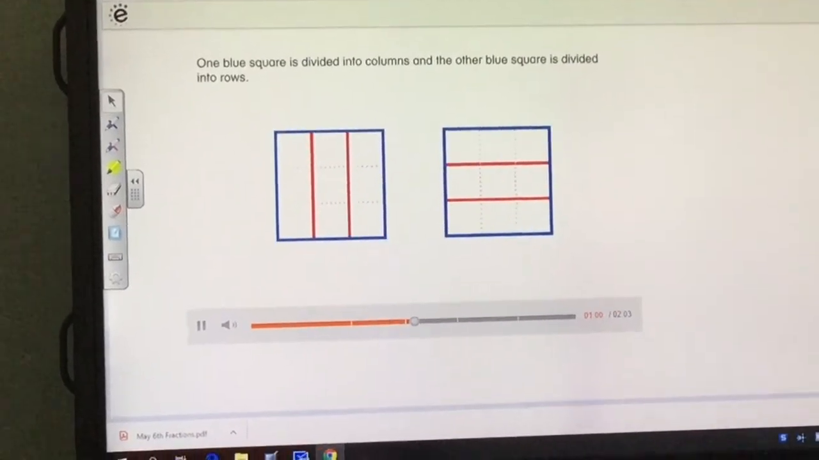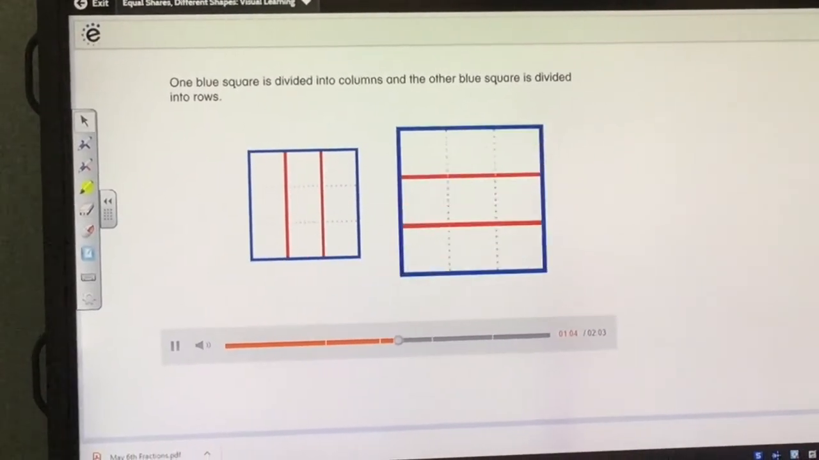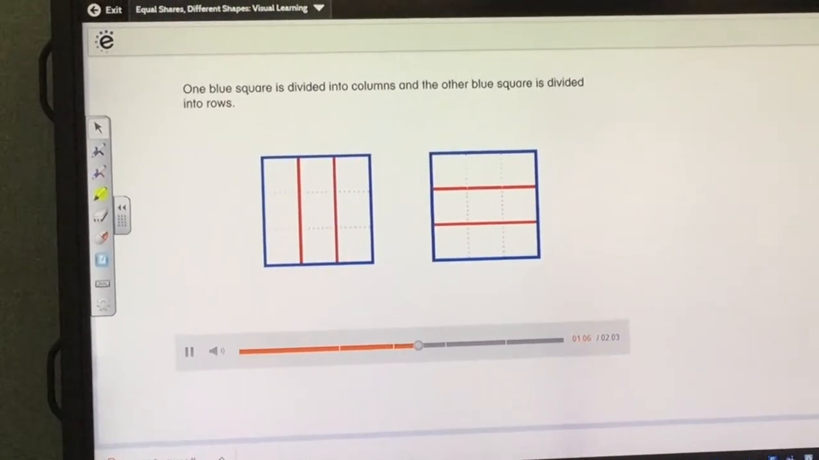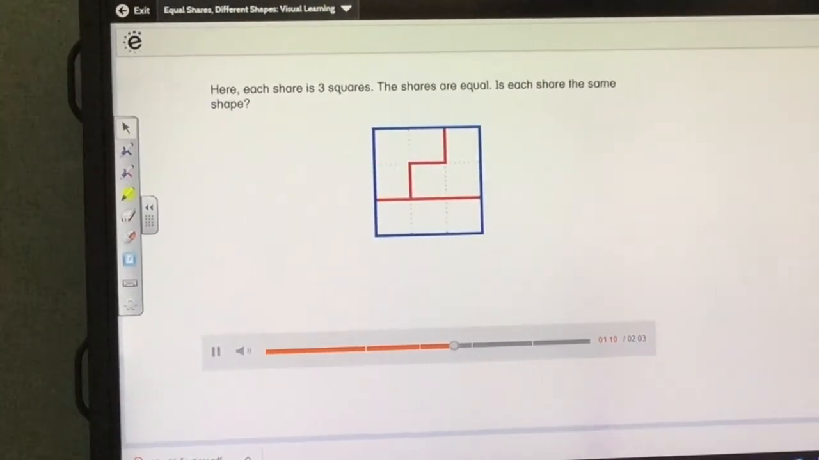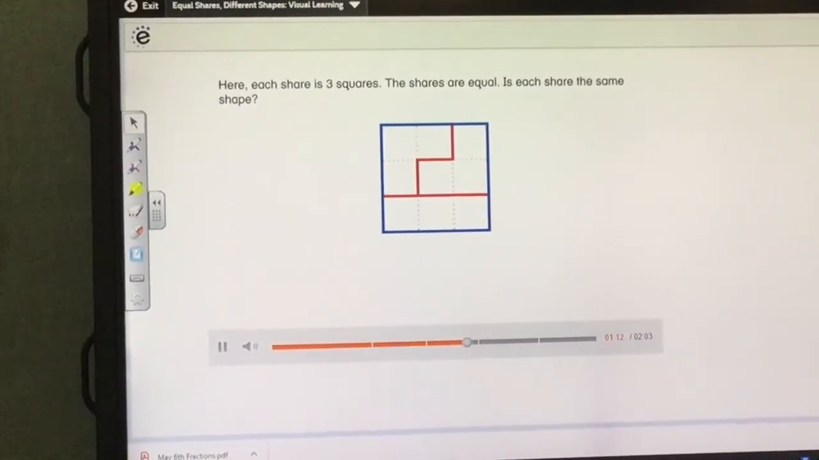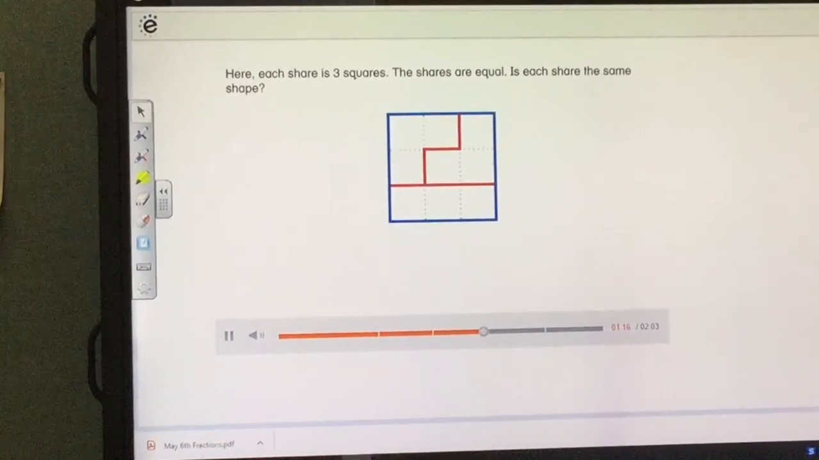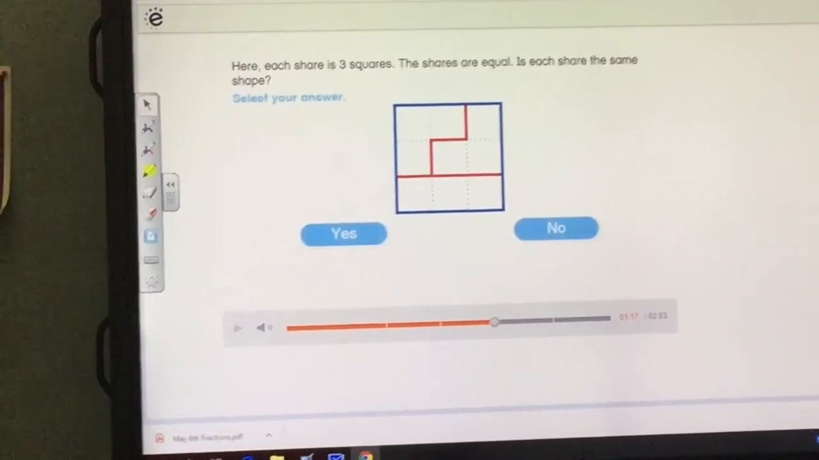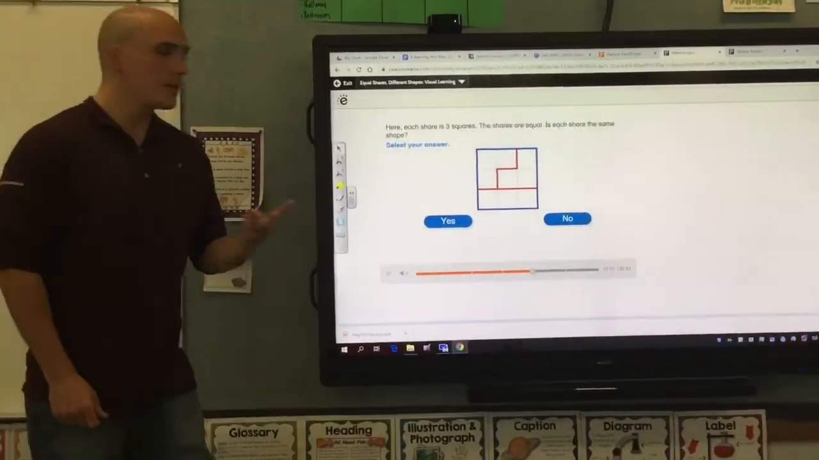One blue square is divided into columns, and the other blue square is divided into rows. Here, each share is 3 squares. The shares are equal. Is each share the same shape? Select your answer. Right, so here, we have a square that's broken up into 3 equal parts.